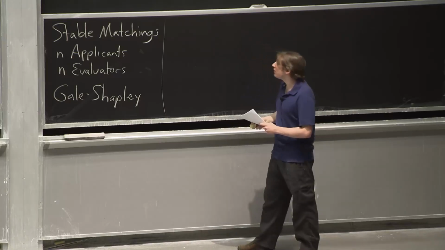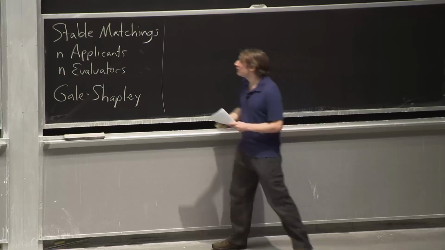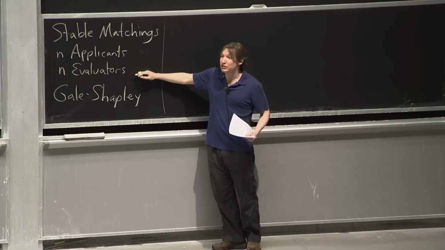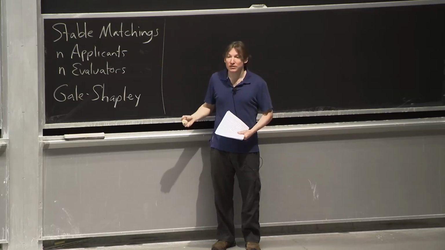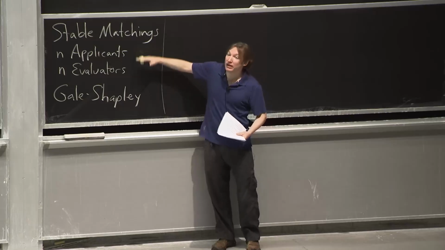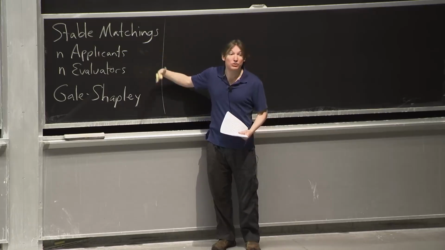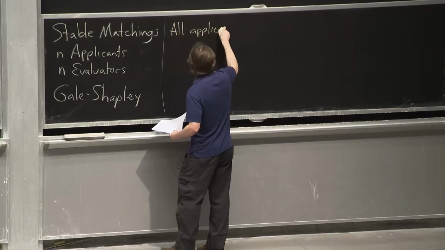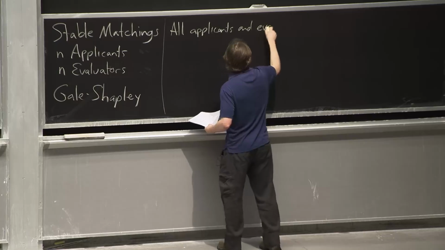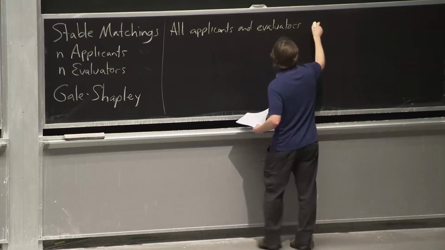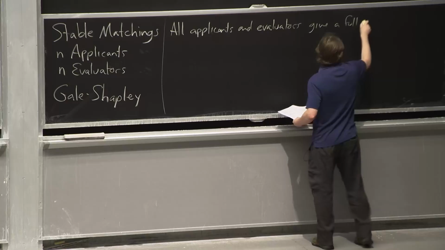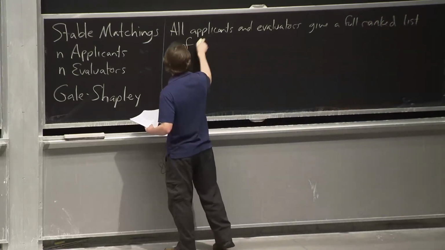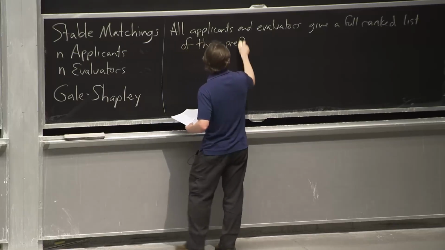So, what is this algorithm? What is it for? As I said before, we have n applicants and n evaluators. And each of them is going to give a preference ordering for all n of the opposite parties in order of their preference. So all applicants and evaluators give a full ranked list of their preferences.